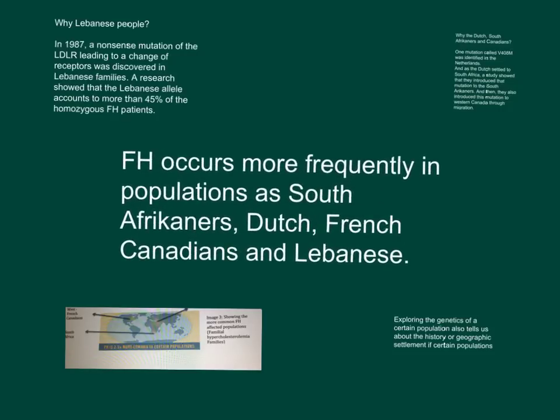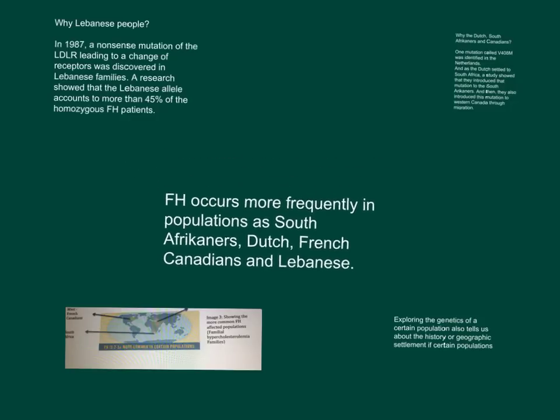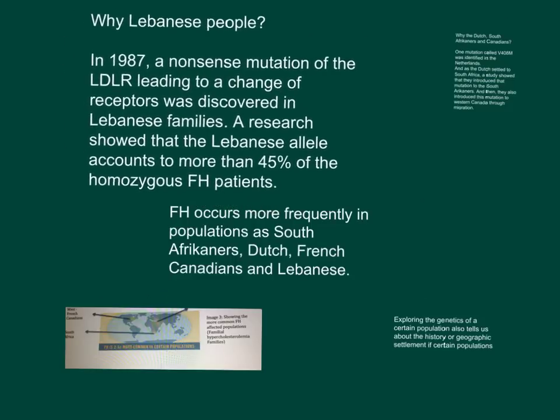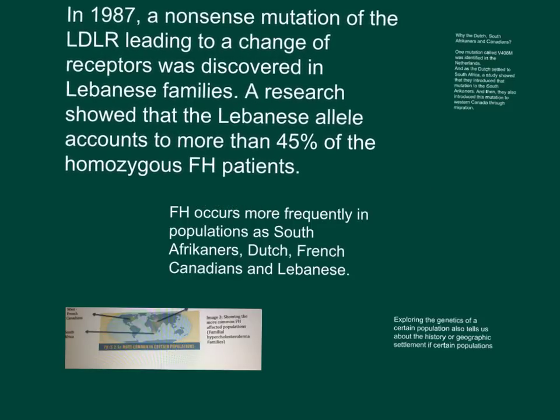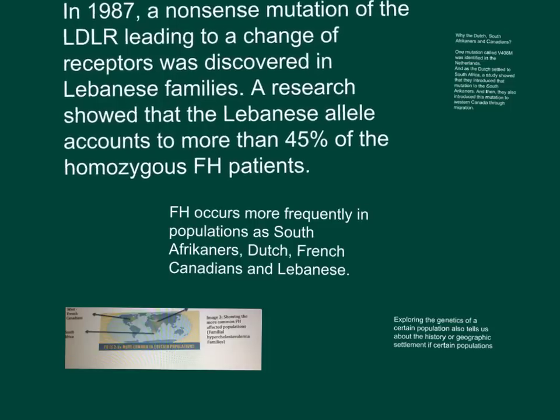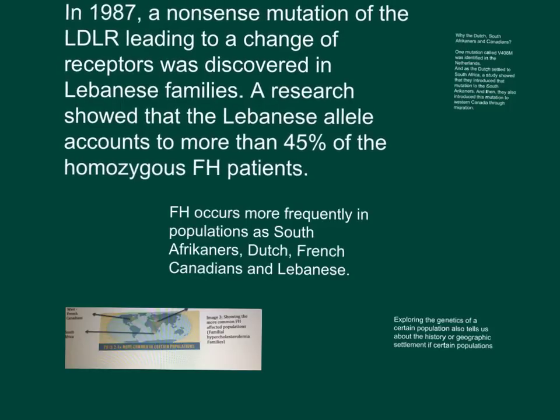FH occurs more frequently in populations of South Afrikaners, Dutch, French Canadians, and Lebanese. Why Lebanese people? In 1987, a nonsense mutation of the LDLR gene leading to a change of receptors was discovered in Lebanese families. A research showed that the Lebanese allele accounts for more than 45% of the homozygous FH patients in the world.